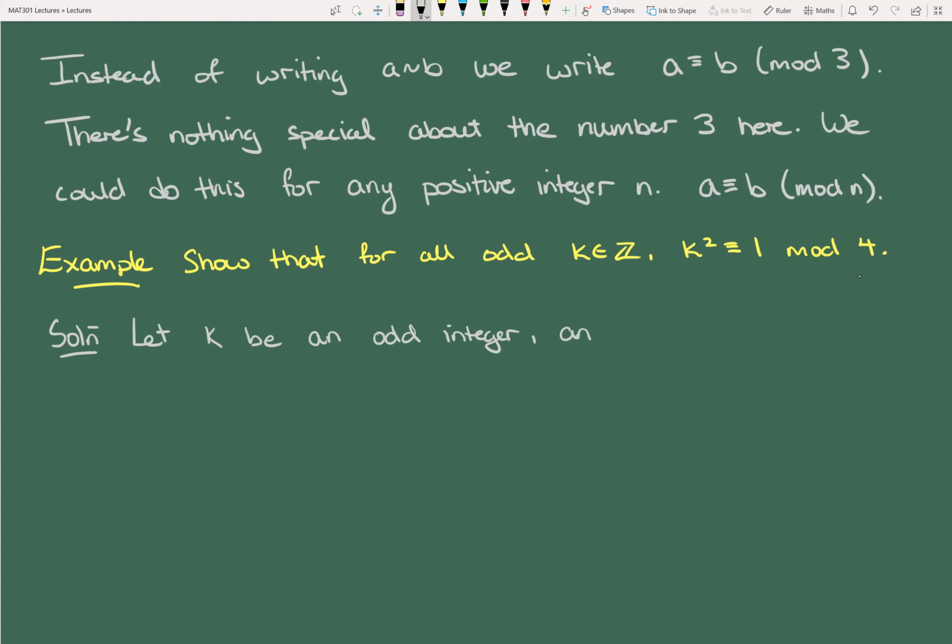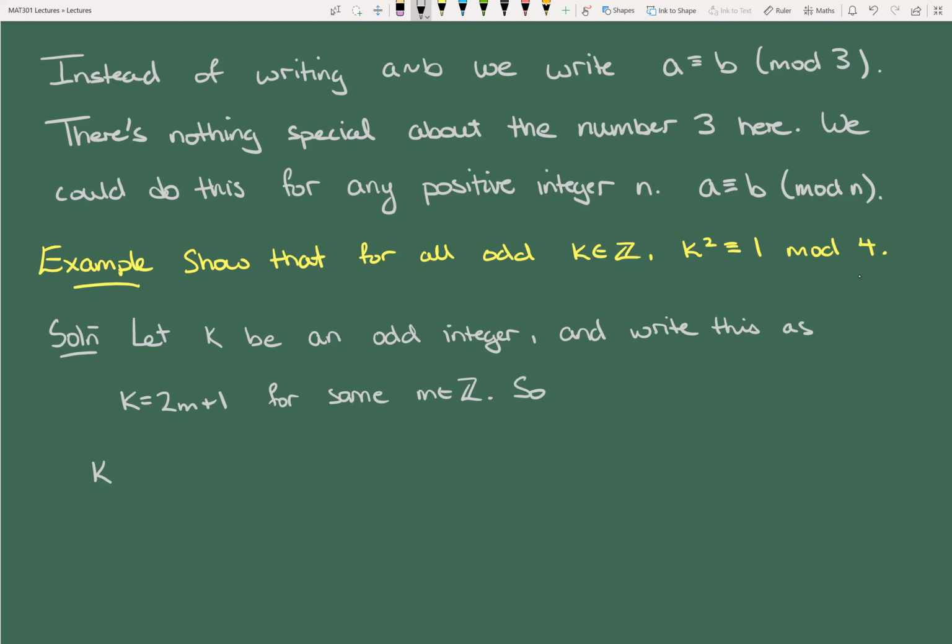And write this as, let's say, m. K is equal to 2m plus 1 for some m in Z, right? Anytime you're dealing with even or odd, if it's even, write it as 2m. If it's odd, you write it as 2m plus 1. And this gives me something to work with now, because if I want to square this, I'm just going to square 2m plus 1.